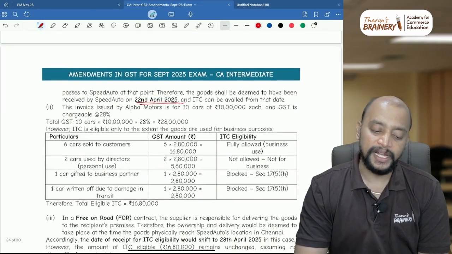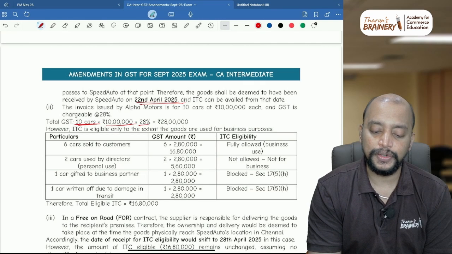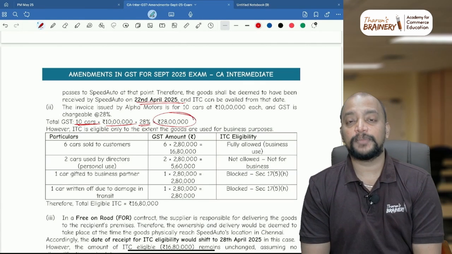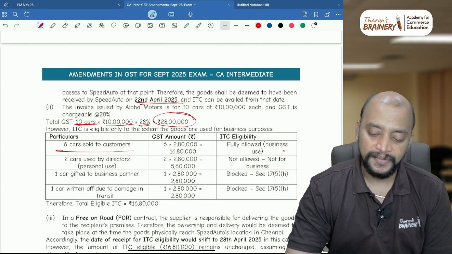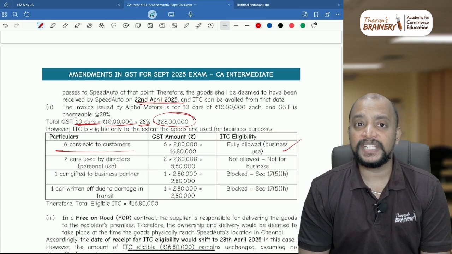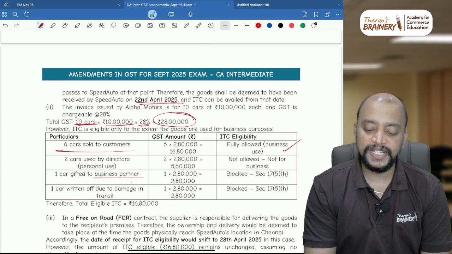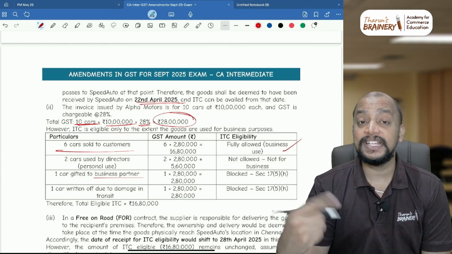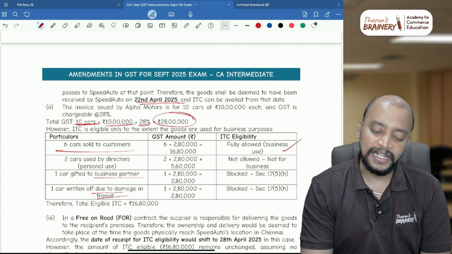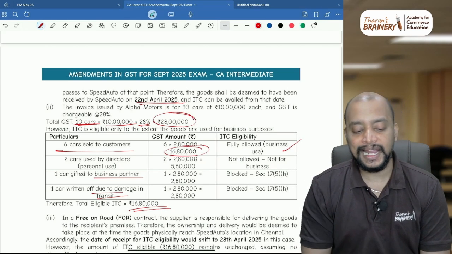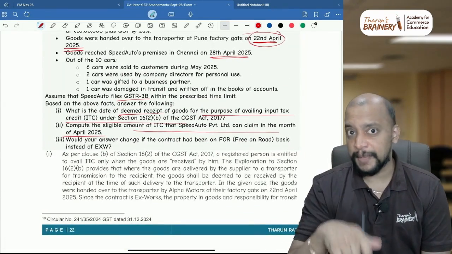In the month of April, what happened? Total 10 cars, 10 cars into 10 lakhs into 28%, total 28 lakhs. But the problem is, 6 cars sold to customers means they can take ITC, whereas 2 cars used by directors for personal use, not allowed because of non-business purpose. 1 car gifted to a business partner, blocked. Gifts are like free samples. Written off due to damage, blocked credit. So literally only 16,80,000 can be taken as credit. And that is for the month of April.